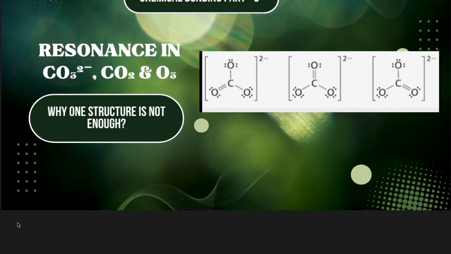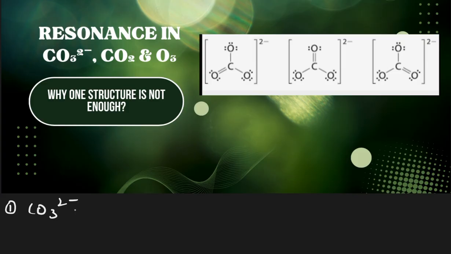So I'll start with an example of the carbonate ion, and we have already explained how to draw the Lewis structure of the carbonate ion, but sometimes it happens that one particular structure is not good enough to explain all the properties or the proper structure of that particular molecule. That's why we have to draw more than one structure, and there the term resonance comes into the picture. But before we go into that, first we need to draw the Lewis structure of the carbonate ion. So let's just start with that.